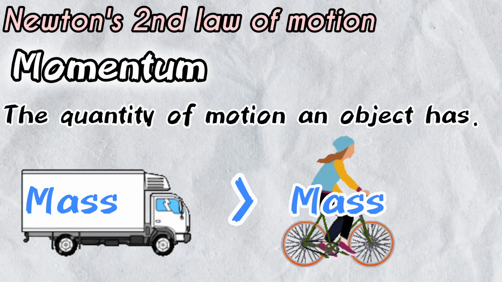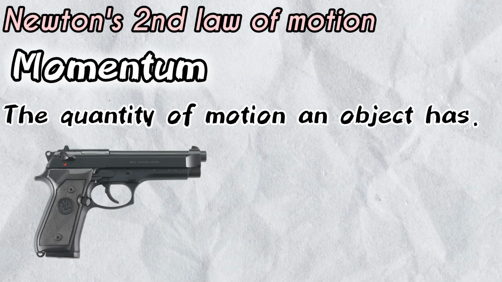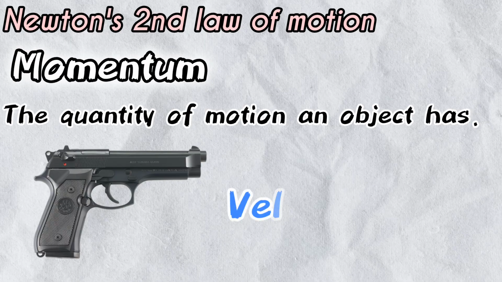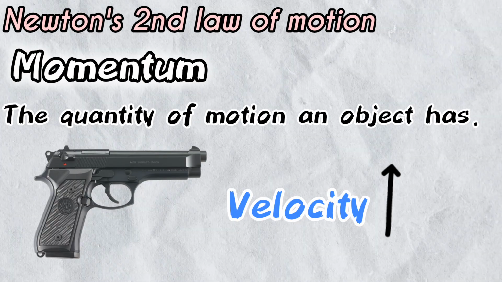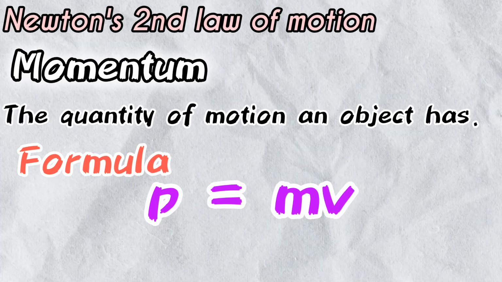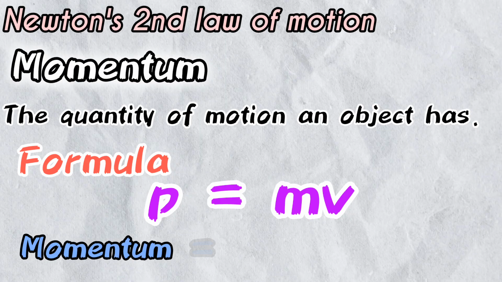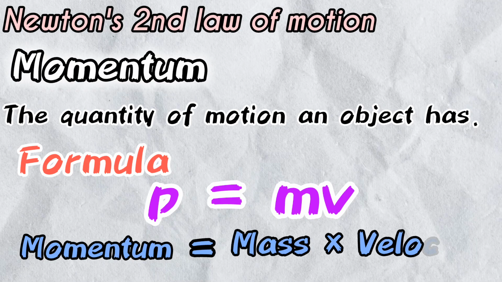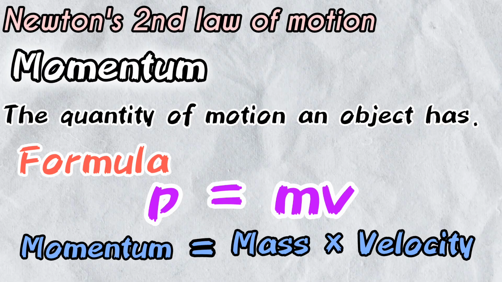But if you take an example of a gunshot, it is going to give you more injuries, of course, because its velocity is very high. So the formula to find the momentum of a particular body is P is equal to mv. Here P means momentum, m means mass and v means velocity. The more mass or velocity, the more the momentum.